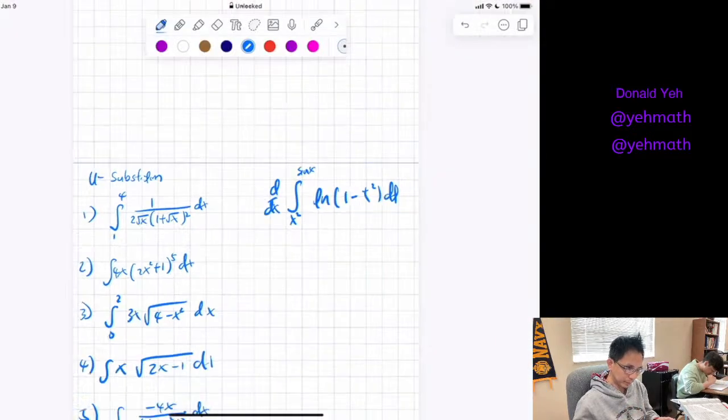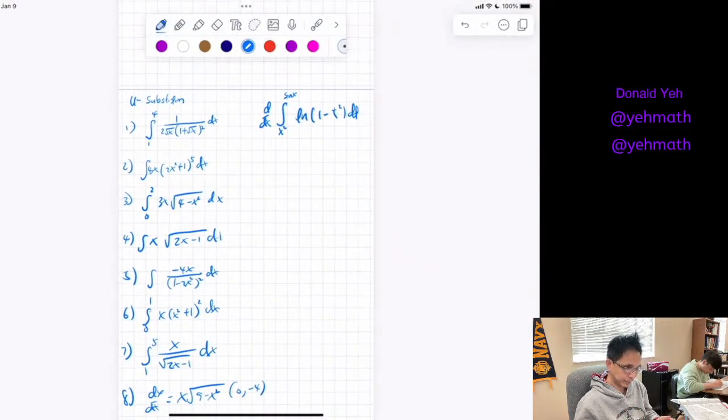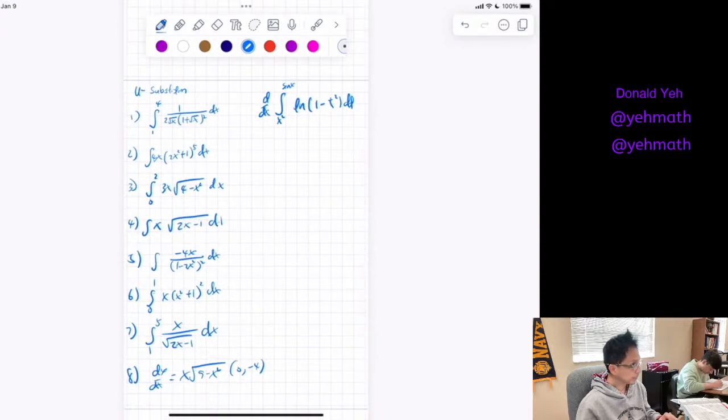Capital G, capital G of x. Let me see. And then capital G of x squared. And then keep the d and the x.